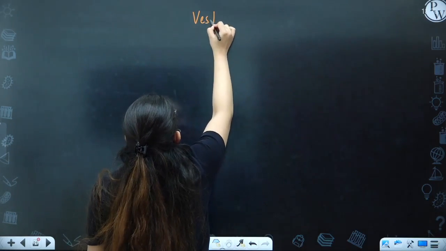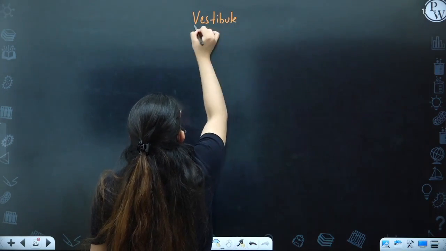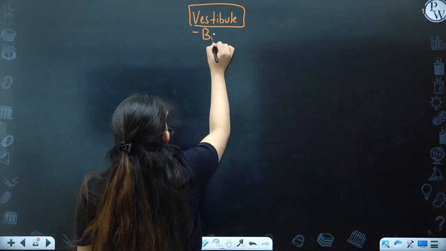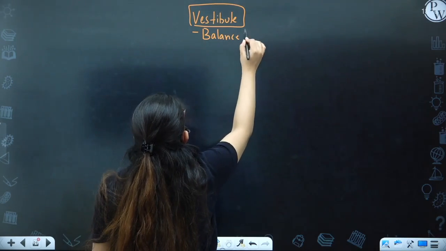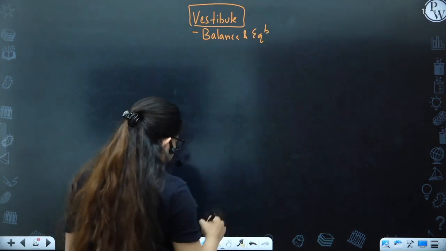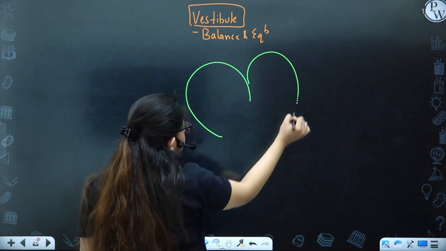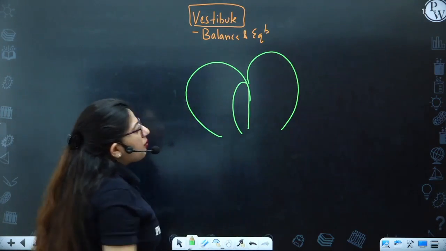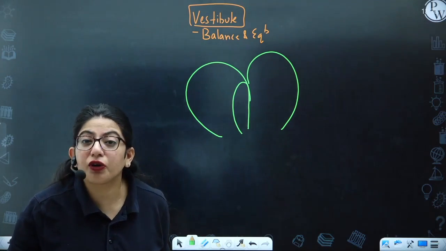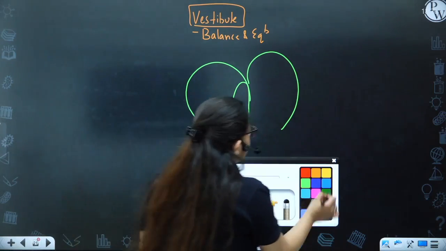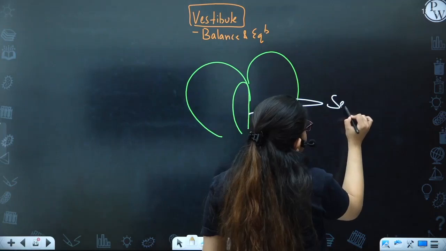Now let's see another function which is done by your vestibule, that is balance. The function of the vestibule is equilibrium and balance. How does it happen? Let's draw the vestibule for it. If you see, the vestibule has these structures, three structures. You call them semicircular canals. So these are semicircular canals.